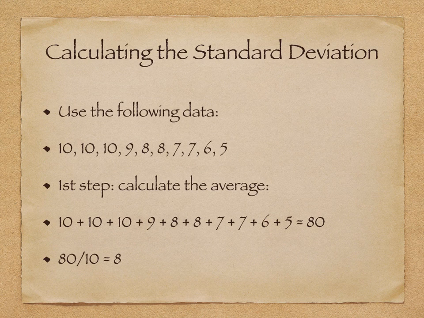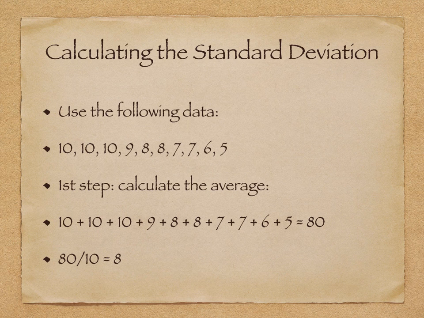I will now show you how to calculate the standard deviation. We're going to use the following data: 10, 10, 10, 9, 8, 8, 7, 7, 6, 5. Calculating the standard deviation takes place in multiple steps. The first step is to calculate the average.